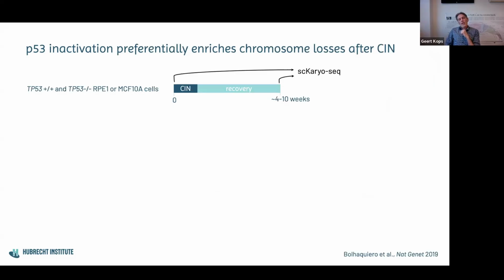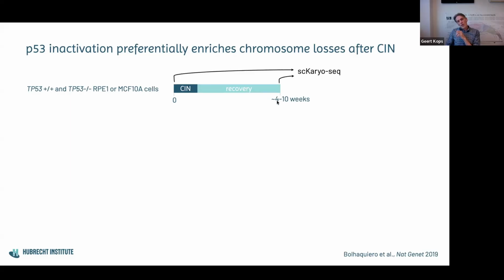So we also wanted to look into more experimental settings, like can we recapitulate something like this when we cause chromosomal copy number alterations in p53 positive versus negative cells. What we've done here is we did this experiment in RPE1 cells, and we teamed up with Uri Ben-David's lab, who did the same experiment in MCF10A cells. And what we did is we knocked out p53 or not. We gave them SYN, by, in this case, MPS1 inhibitors.